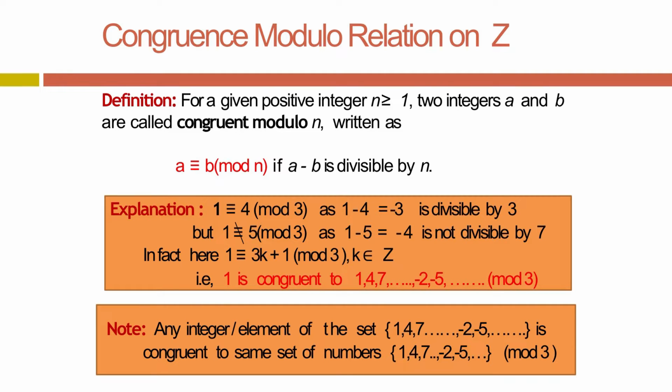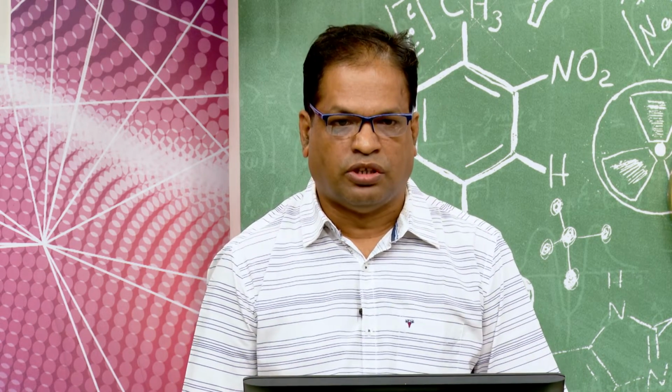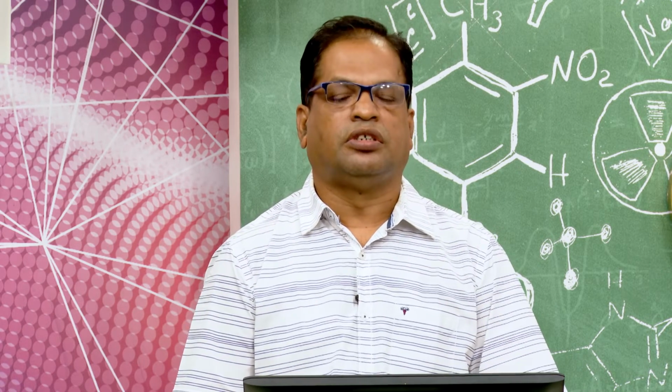So, today we discussed relation, reflexive relation, symmetric relation and transitive relation and equivalence relation. Equivalence relation is nothing but a relation which is reflexive, symmetric and transitive. Also, we discussed some examples of equivalence relation, and one important example, also the congruence modular relation on Z.